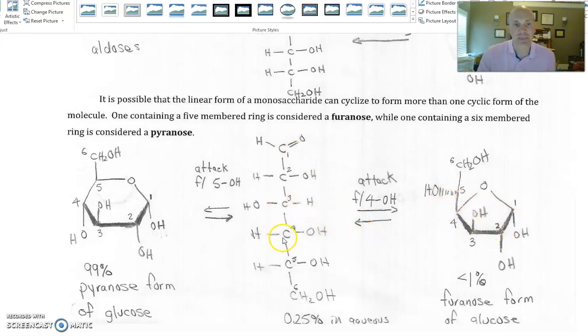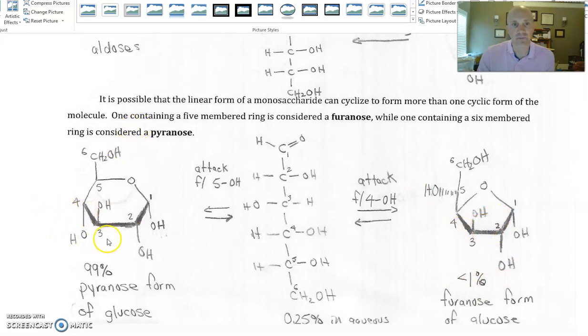So what ends up happening is that if you dissolve glucose in water, you're not just going to have one form or the other. So even though there's a preference in the solid form, you're going to have different amounts of these. But if you have it in water, about 0.25% of the glucose molecules will exist in the straight chain form, or the linear form. About 99% of the glucose molecules are going to exist in the pyranose form. And less than 1% are going to be in the furanose form.